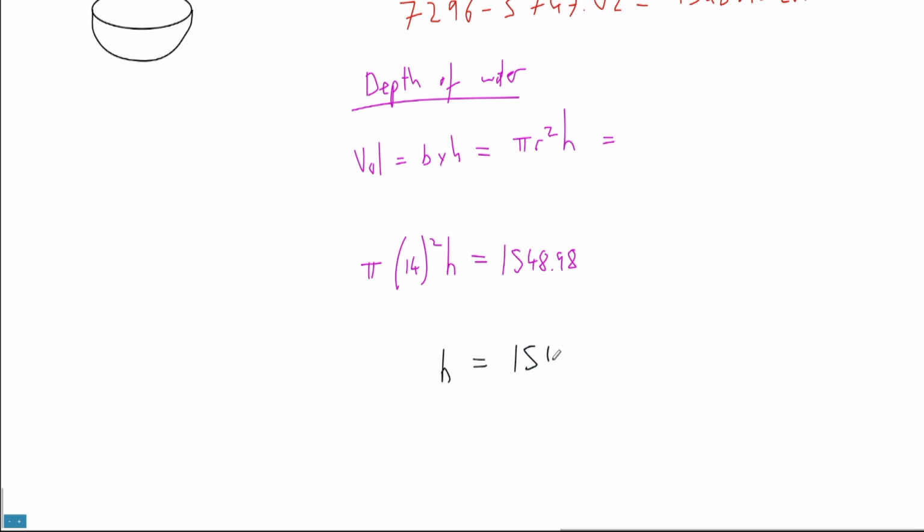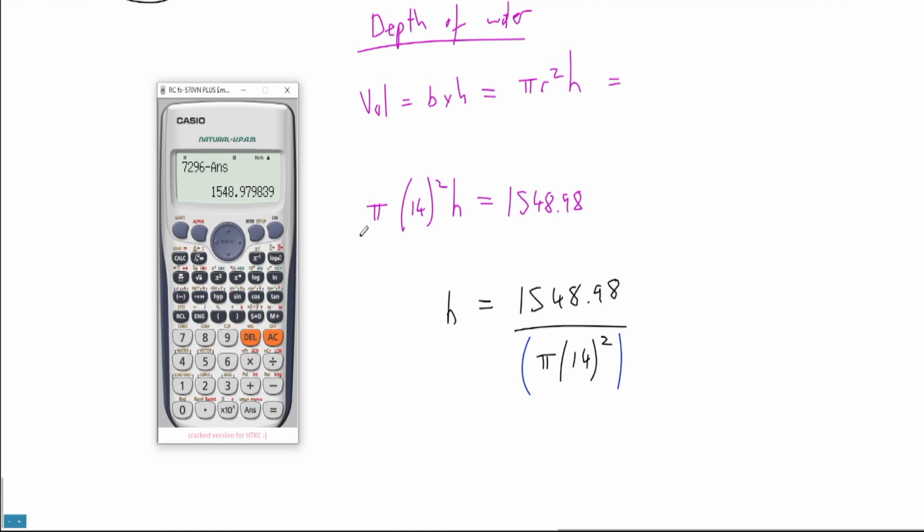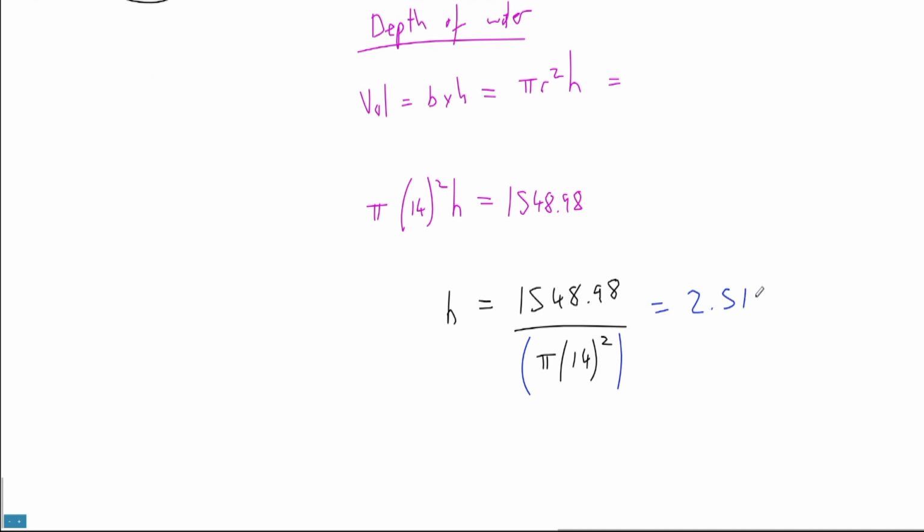So we can say 1548.98 divided by pi and 14 squared. I have to be really careful how to put this in my calculator because it will mess it up if I don't put all this in brackets, for example. But you'll see me do it. So we got the number already. We divide that by, in brackets, the pi, times that by 14 squared, and then close brackets. That's it. 2.5156, I suppose, centimeters deep. So it's going to be that deep in the cylinder.